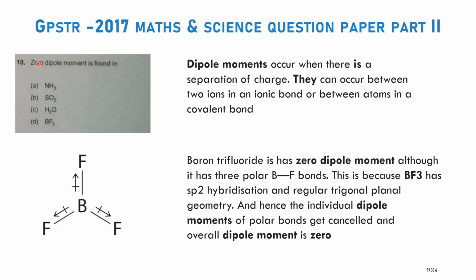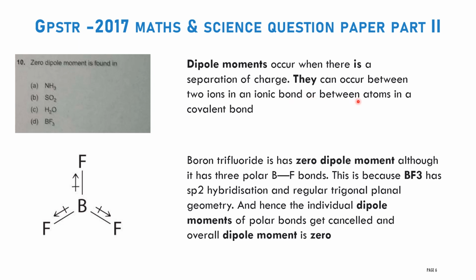The next question: zero dipole moment is found in option A, NH3, option B, SO2, option C, H2O, option D, BF3. First we will see what is meant by dipole moment. Dipole moment occurs when there is a separation of charges. If you identify a separation of charges, then in that case you will find a dipole moment. It can occur between the two ions in an ionic bond, when there is a separation of charges present in the ions.